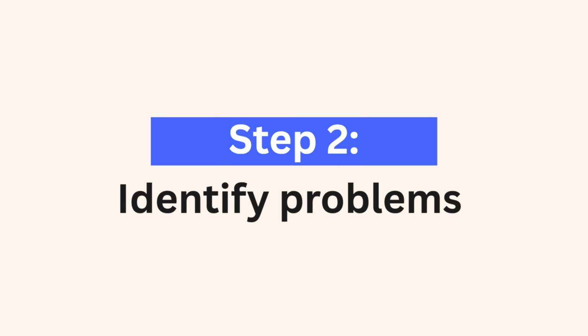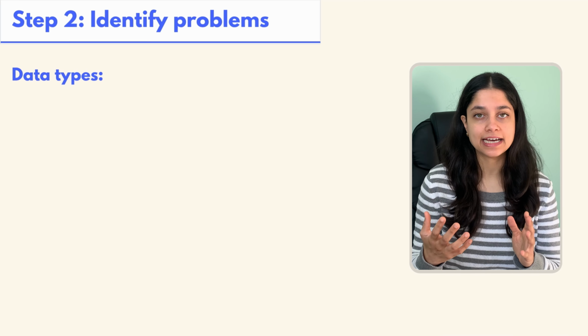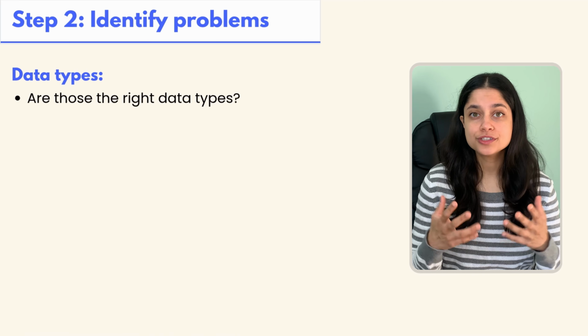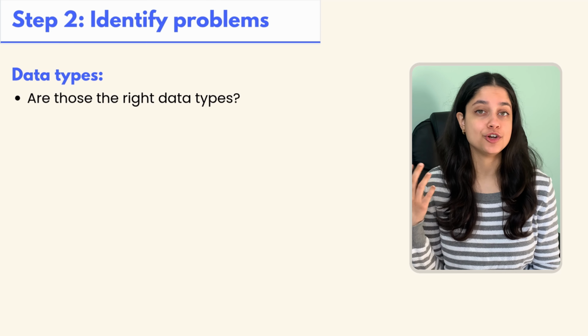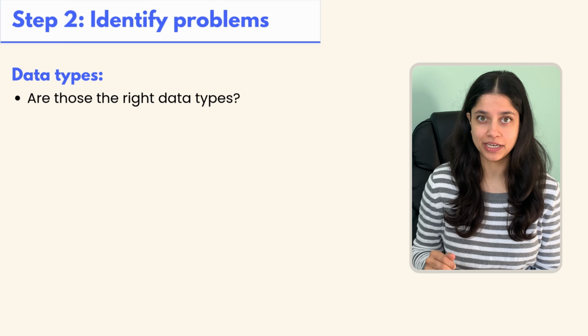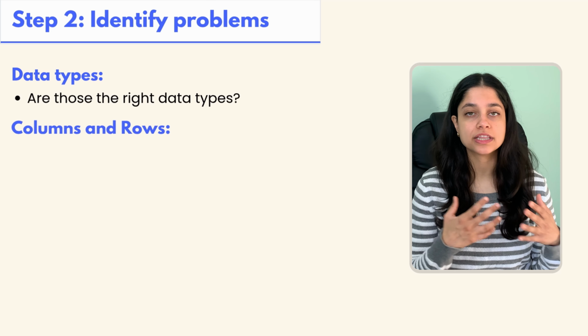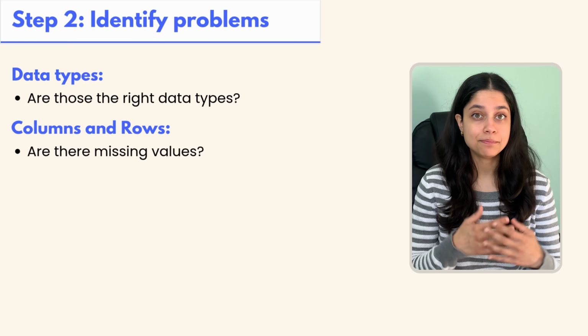Now that we understand what we're looking at, the next step is figuring out what's wrong with it. And that's step 2, identify the problems in the dataset. For each of the items you identified in step 1, you can identify things you may need to clean. For example, when you look at the data types of each of the columns, are those the right data types? For example, is numeric data actually coming in with a numeric data type, or is it actually coming in as a string? When you look at what the rows and the columns contain, do you see any missing values?